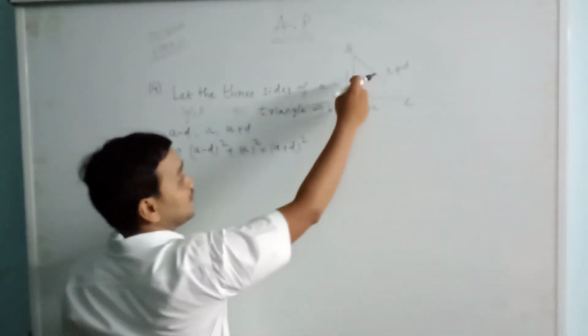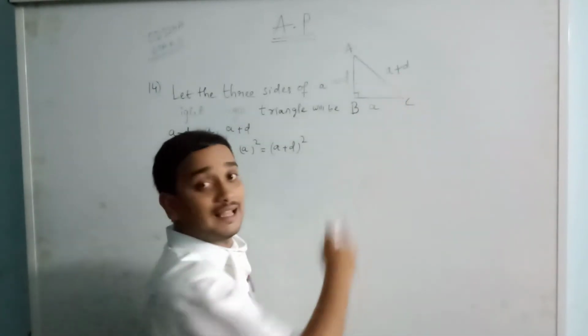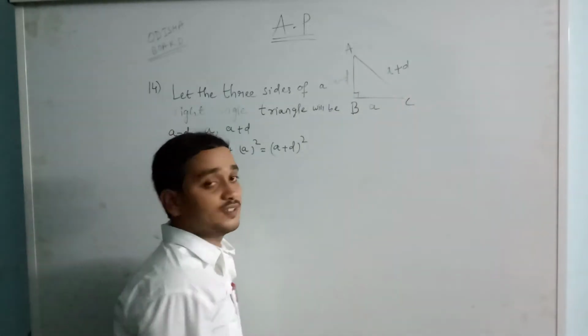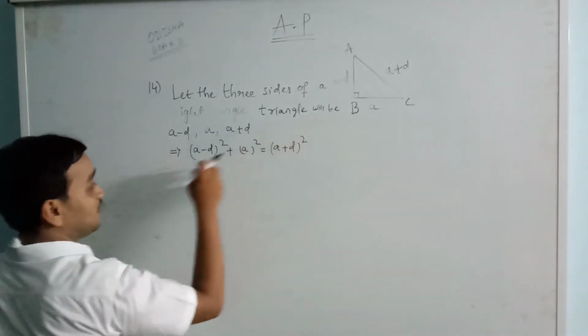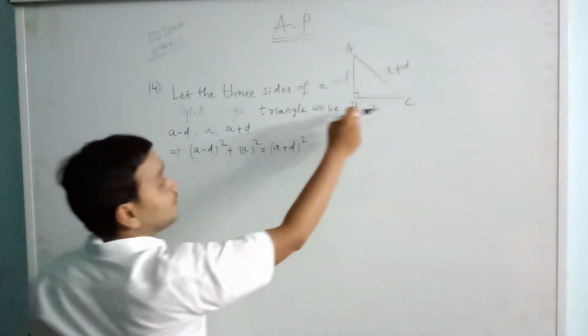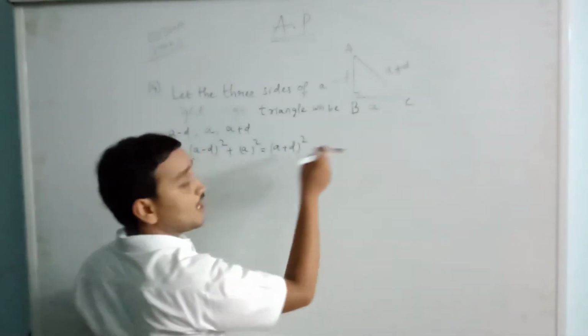Because this is the right angle triangle. This is P, this is B, this is H. That means P square plus B square is equal to H square. This is known as Pythagoras theorem. In the same way, we will take A minus D whole square as P square, plus A square as B square, equals H square, that means A plus D whole square.